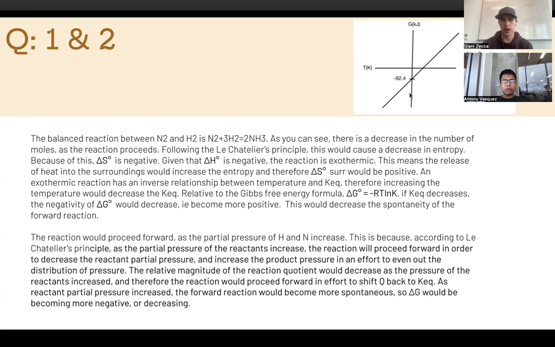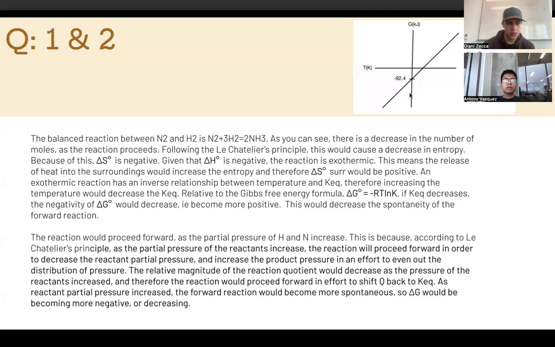In the top right, you can see the graph with a positive slope intersecting at negative 92.4. The reaction would proceed forward as the partial pressure of H and N increase. This is because, according to Le Chatelier's principle, as the partial pressure of the reactants increases, the reaction will proceed forward in order to decrease the reactant partial pressure and increase the product pressure in an effort to even out the distribution of pressure. The relative magnitude of the reaction quotient would decrease as the pressure of the reactants increased, and therefore the reaction would proceed forward in an effort to shift Q back to KEQ.